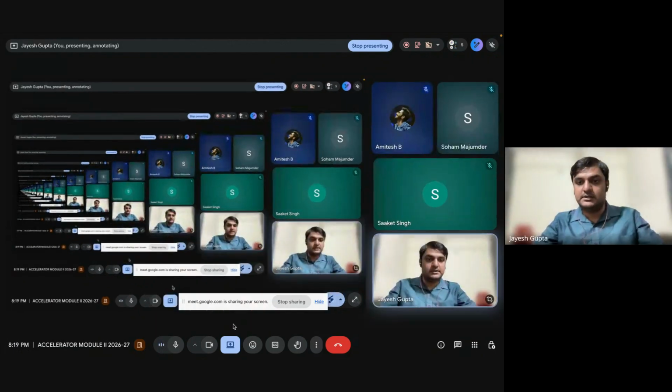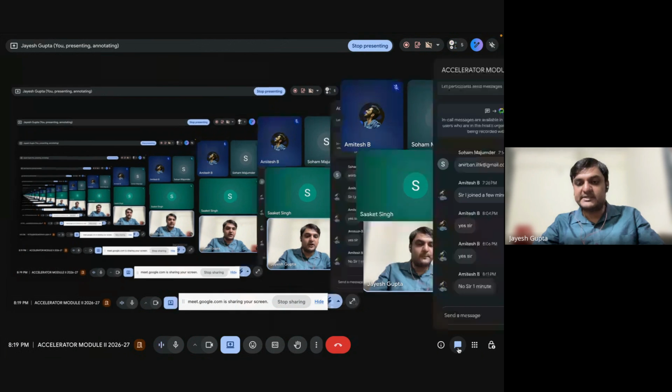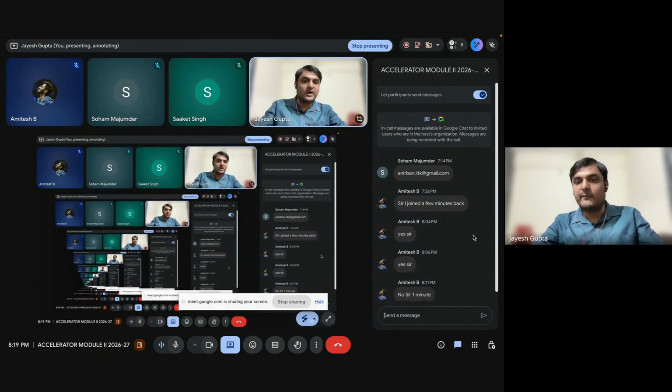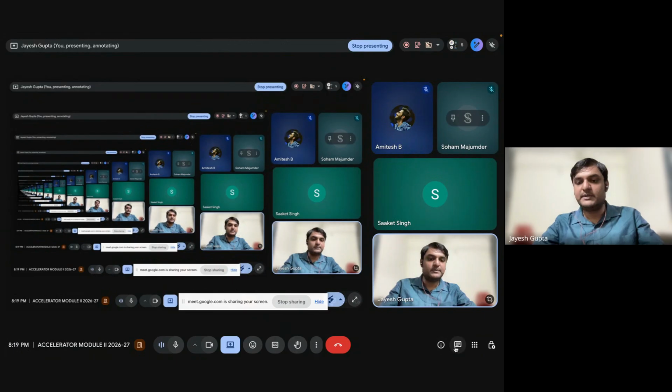Okay, written. So Amitesh, you were not present. In the chat box, please write your Learnist email ID. I will tell the management to renew it. Then only you can attend the assignment. You were not present when I told this. Soham has written his email ID. Saket has also not written. Saket and Amitesh, please write.